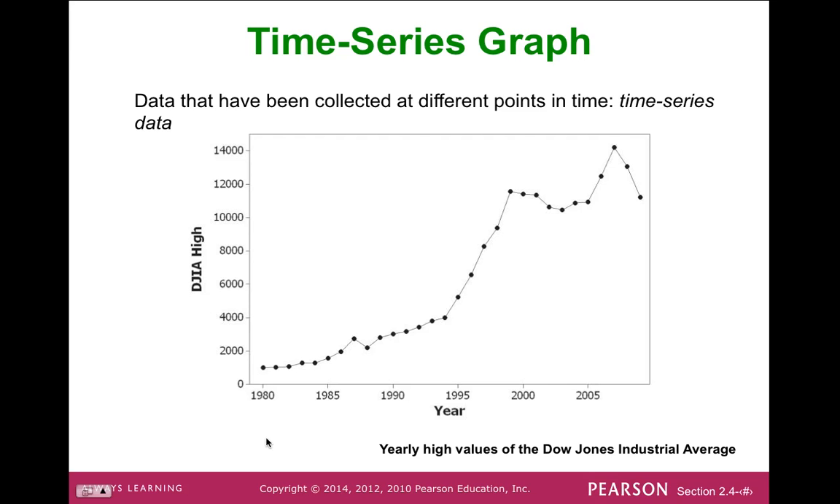So for example here, we have the yearly high values of the Dow Jones Industrial Average, or essentially the stock market, and you're plotting that based on years, and you're looking at the high. So you can see that in 1980, the highest it ever got to was probably about 1,000. And compare that to a high that we saw maybe 2006 or so, of 14,000. So it allows you to compare data over time like this. And you've probably seen graphs like this before.